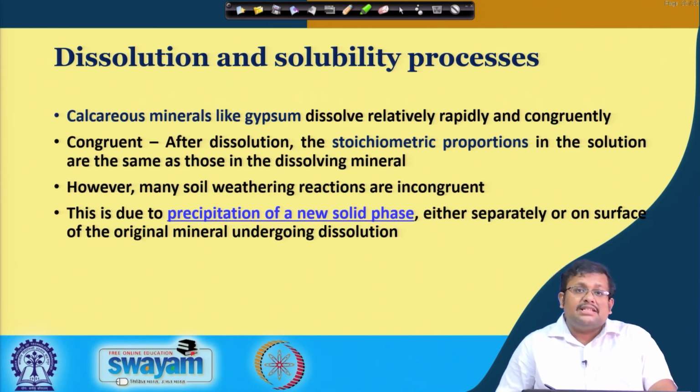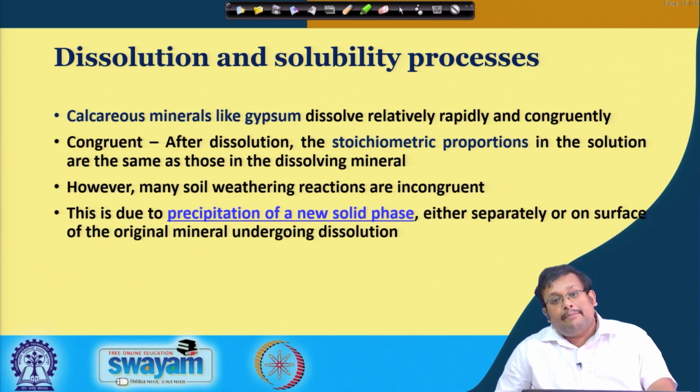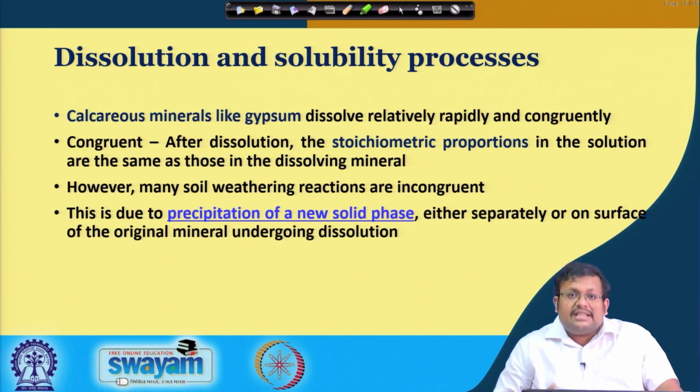Now, in case of calcareous soil, gypsum dissolves relatively rapidly and congruently. Congruent means after dissolution the stoichiometric properties in the solution are the same as those in the dissolving mineral. So, when calcium and sulphate combine together to form calcium sulphate or gypsum, the stoichiometric proportion remains the same. So, this reaction is known as a congruent reaction. However, many soil weathering reactions are incongruent also, and this is due to the precipitation of a new solid phase.